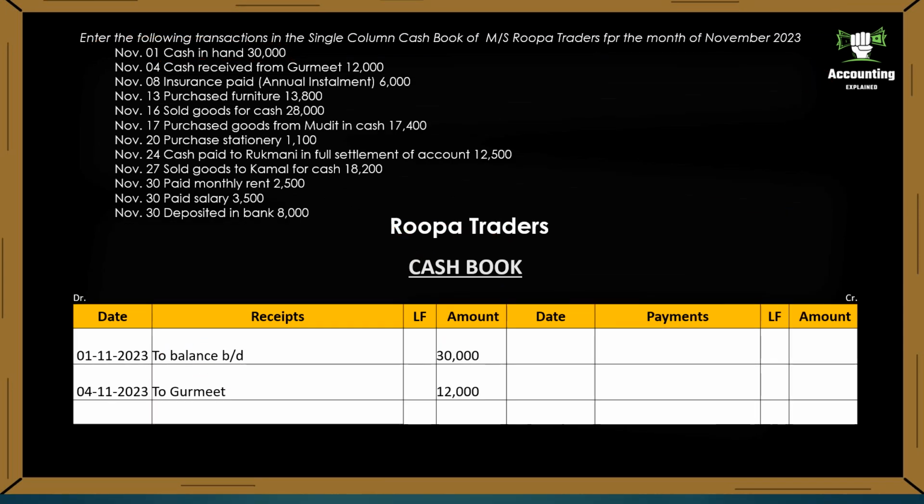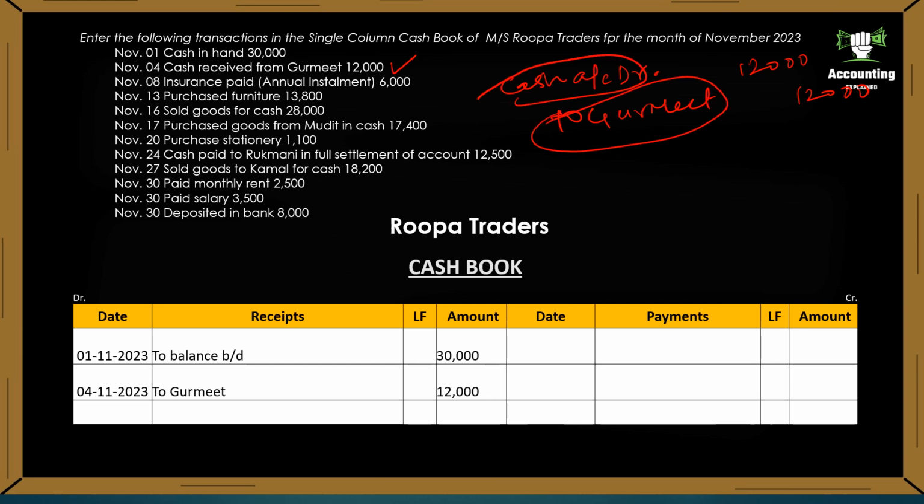Next transaction is cash receipt from Gurmeet, rupees 12,000. What is the journal entry for that? Cash is going to come in, so cash is going to increase. That is an asset, and the asset is increased. Cash account debit to Gurmeet will be the entry, and the amount is 12,000 rupees. This is the cash book. So, opposite to cash book is to Gurmeet on 4/11/2023, on the debit side you will write 'To Gurmeet 12,000'.